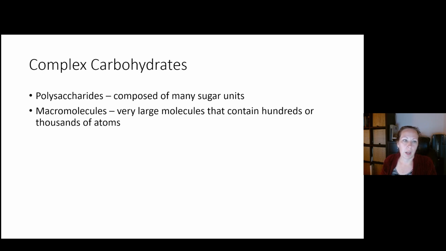The complex carbohydrates can be classified as macromolecules, and these are any large molecule that contains hundreds or thousands of atoms. And so within that classification, you of course have the complex carbohydrates. You also have proteins, lipids, and nucleic acids, which are all considered macromolecules.